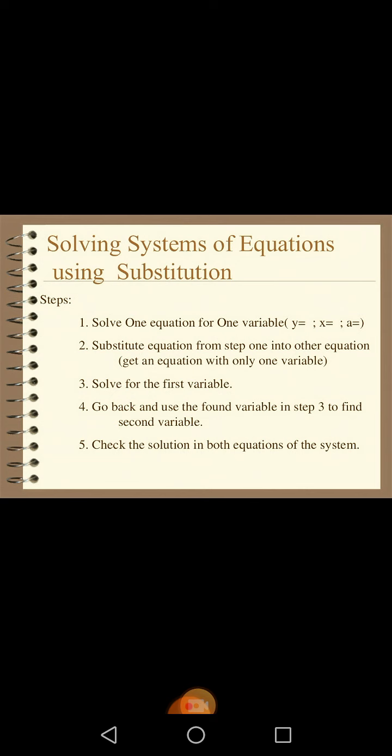Moving to the second step: substitute the equation from step 1 into the other equation. What does that mean? From step 1 you got x equals 3 minus y. I will go to the other equation, remove x and put its value, which is 3 minus y, to get the second equation in only one variable. You got me?